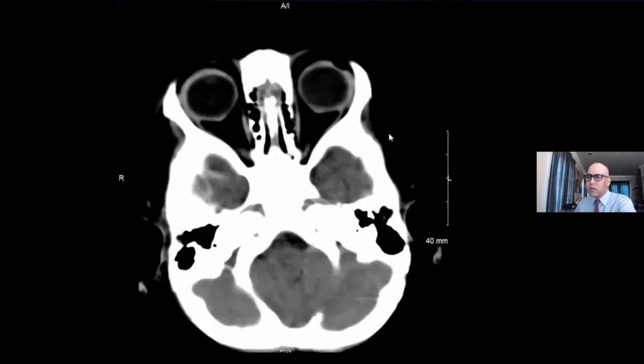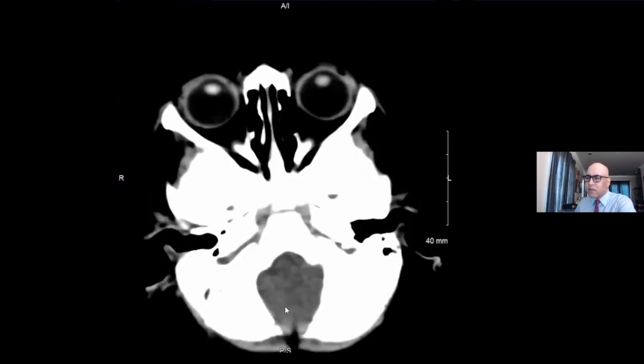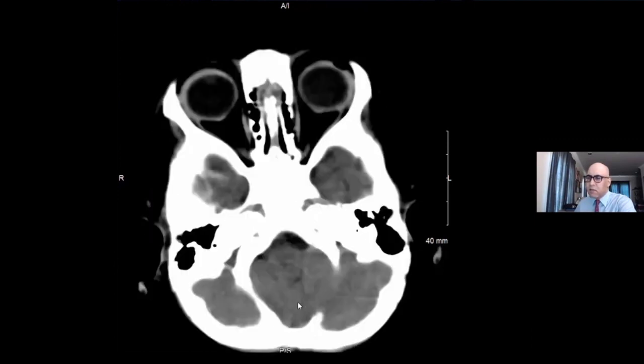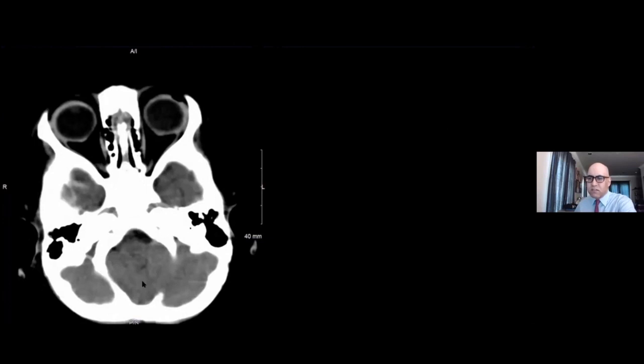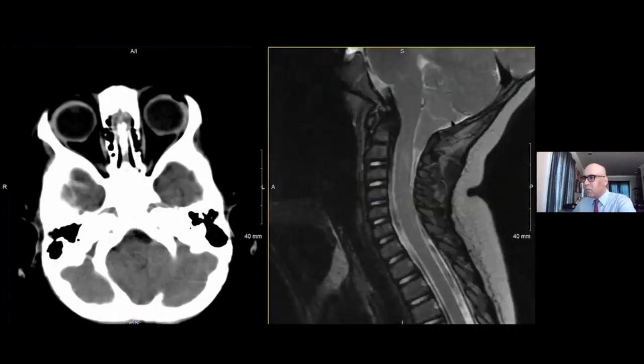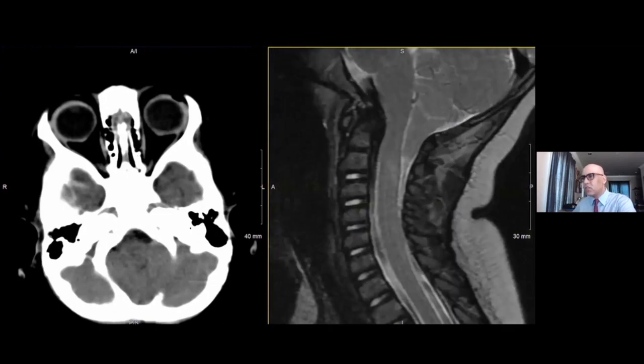As we go posteriorly or inferiorly into the posterior fossa, we can see the cerebellar tonsils extending into the level of the foramen magnum and even caudal to the level of the foramen magnum. This is suggestive of a Chiari type 1 malformation. And an MRI scan is helpful to further characterize.